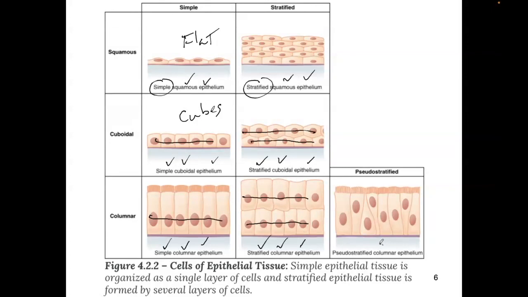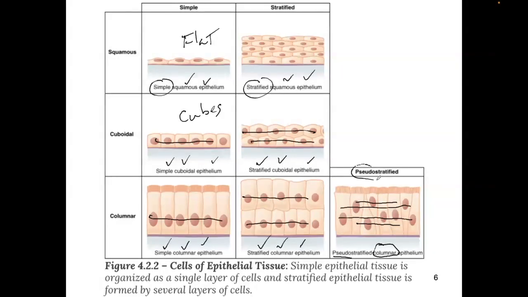Now, there's another type of columnar that we see on the bottom right, and it's called pseudo-stratified. The word pseudo means false, so it's falsely stratified. It looks like it's many layers because look at the nuclei. The nuclei are at different levels. And because the nuclei are at different levels, it gives it a stratified appearance, but it's only one cell layer thick. So it's pseudo-stratified columnar.